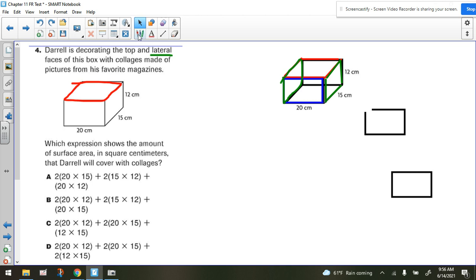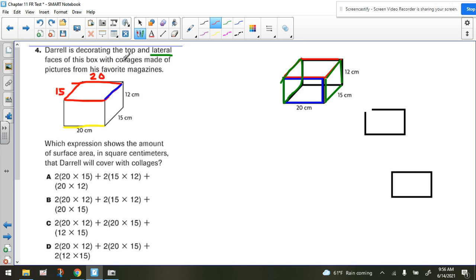But if we think about what are the dimensions of this top piece, so that line right there would be 20 because this is 20. And when we think about how long is this line right here, let me draw it in blue, this line, we know that that would be 15. Why? Because this is 15. And if the lines are parallel to each other, then they're also congruent. All right, so let's write those numbers down. We know that this line is 20, and we know this line is 15.